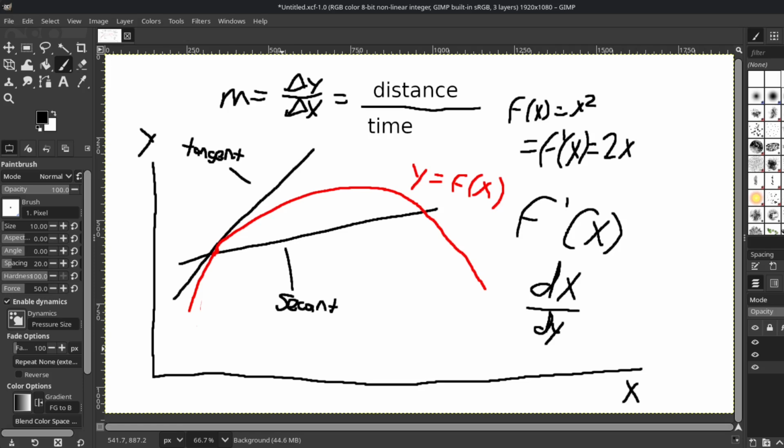While the fundamental concept involves limits, thankfully mathematicians have developed rules to make this process fast and straightforward, as you can see in the top right. If f(x) equals x squared, f prime of x equals 2x.